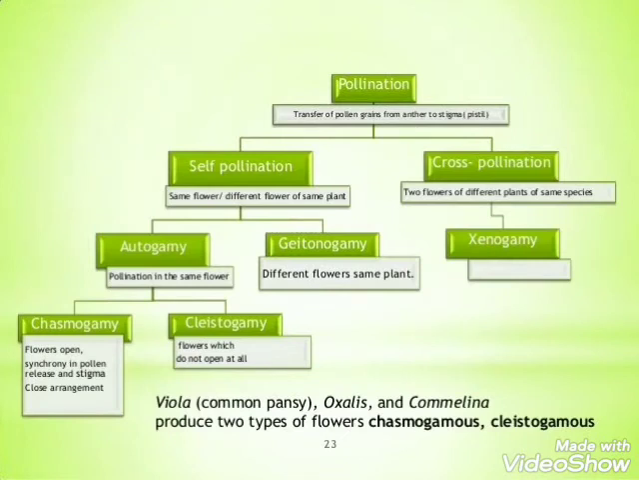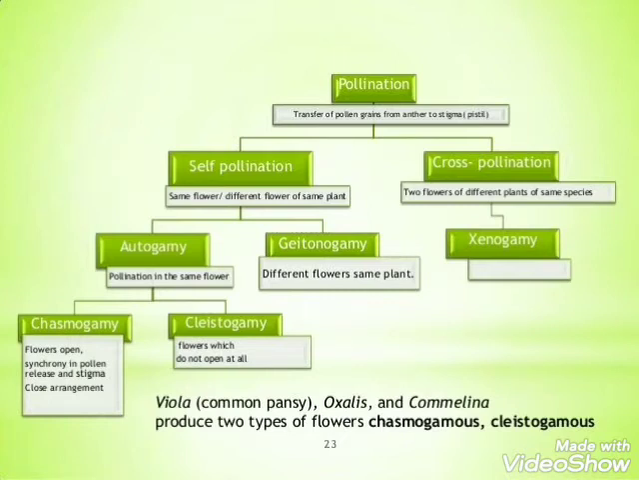Pollination. The transfer of pollen grains from the anther and their deposition over the stigma of the pistil is termed pollination. Depending upon the source of pollen grains, pollination is of two types, self-pollination and cross-pollination. If pollination occurs within the same flower or between different flowers of the same plant, it is known as self-pollination. In cross-pollination, two flowers of different plants of the same species take part in the process.